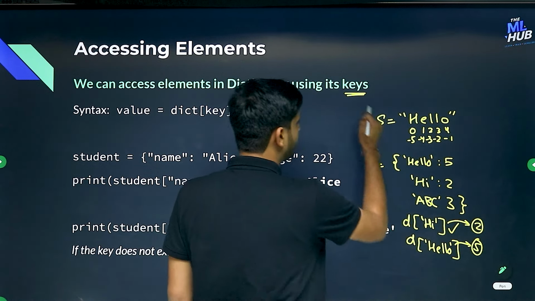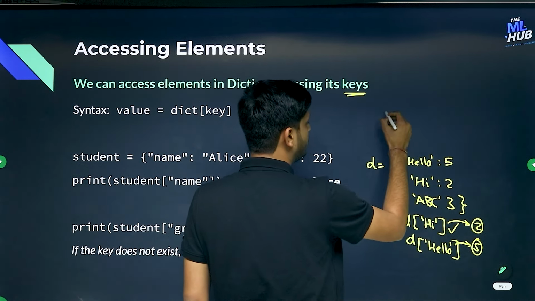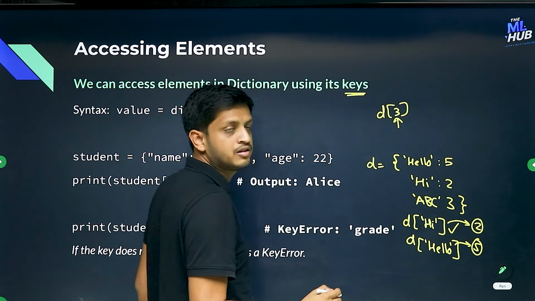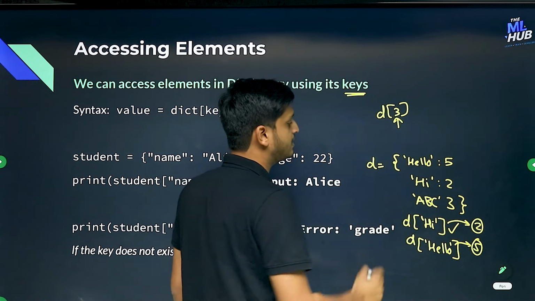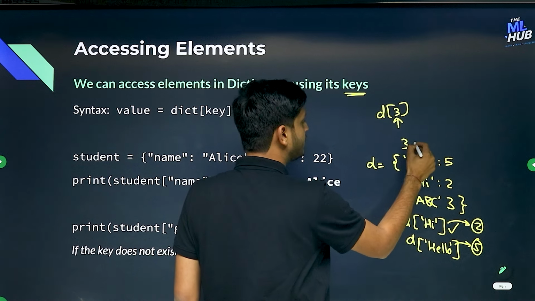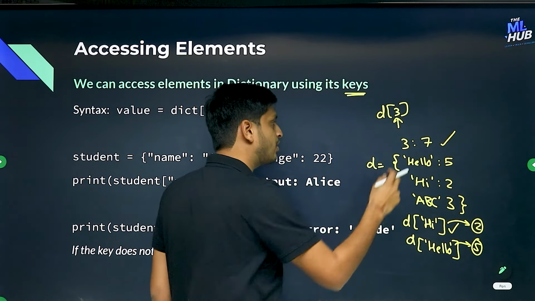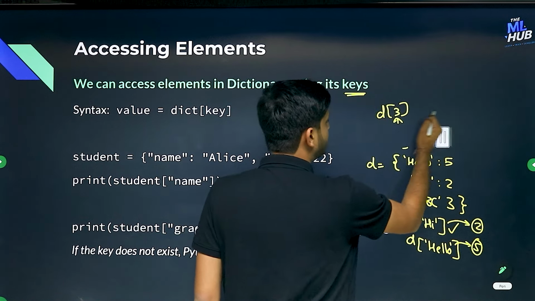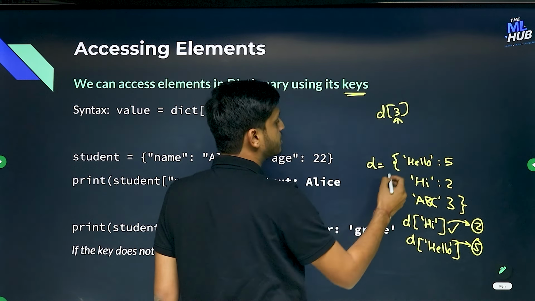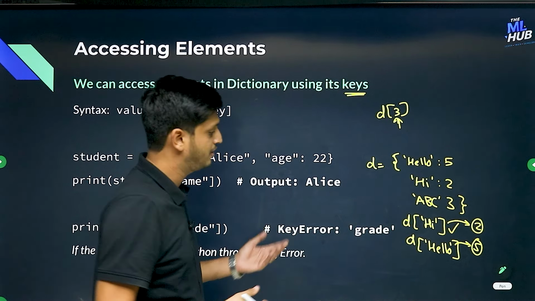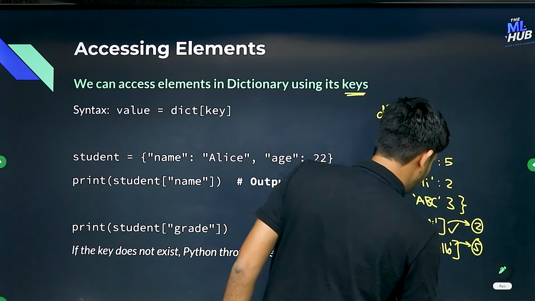So even if you're writing an integer, like if you say D of 3, it will try to see whether this key is present or not. Now 3 as a key is not present in this dictionary. If you had a key 3 and value let's say 7, then it is okay. So it will always try to see the key, not the position. And that is why using position is not allowed, because what if you have positions also as keys? It might be confusing for the compiler, right?